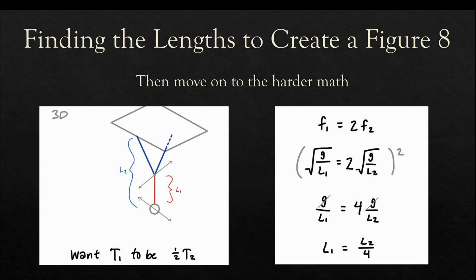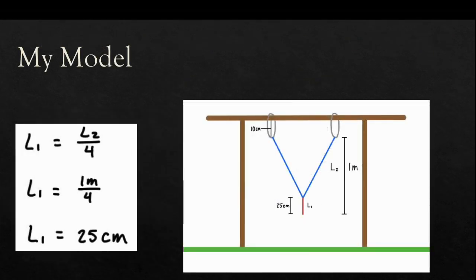So F1 equals 2 times F2. The 1 over 2 pi cancels on each side, and after squaring each side, the G cancels too. You're left with L1 equals L2 over 4. My pendulum was 1 meter in total, so the small pendulum was 25 centimeters.